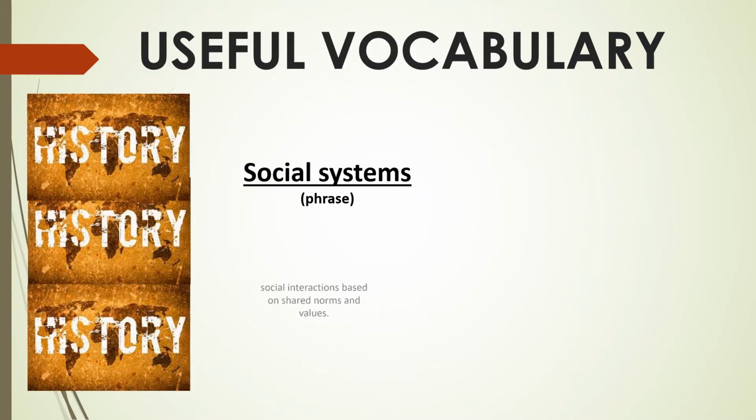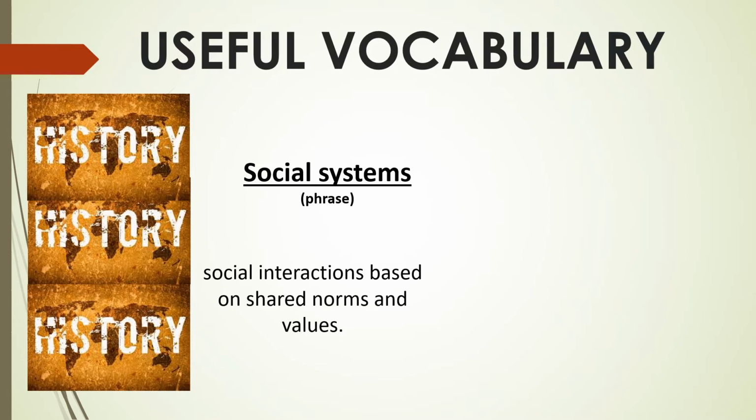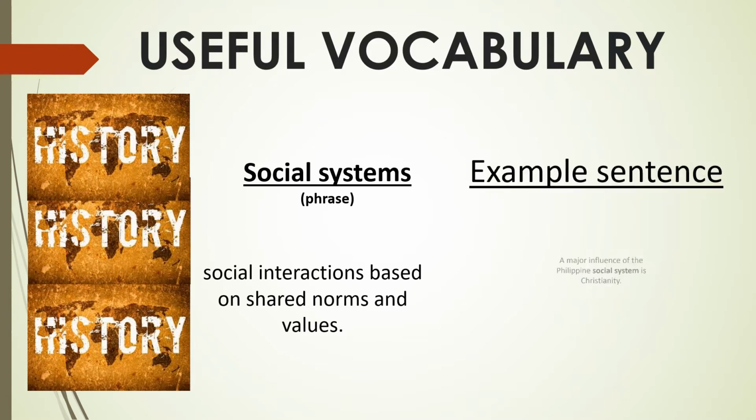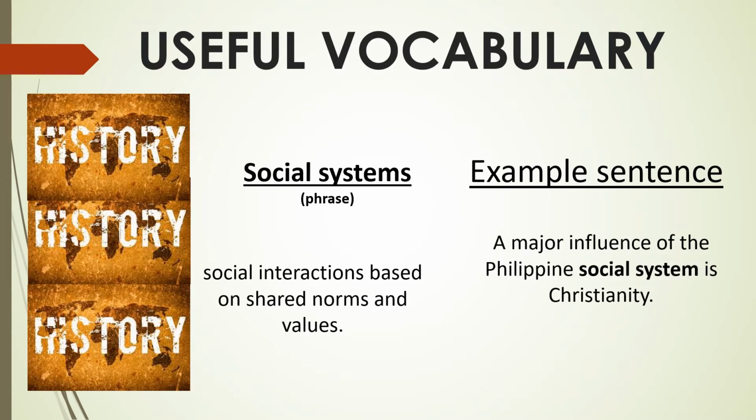So first, let us deal with one vocabulary at a time and give some examples for us to better understand these phrases. The first phrase that we need to study is social system. It means social interactions based on shared norms and values. An example sentence here is: a major influence of the Philippine social system is Christianity. So when we say social systems, these are the shared norms and values that allow us to socially interact.